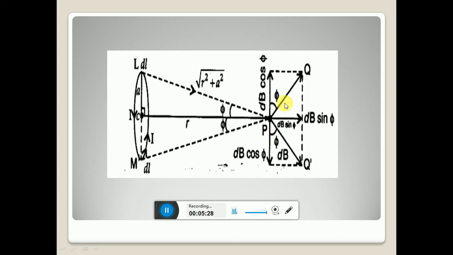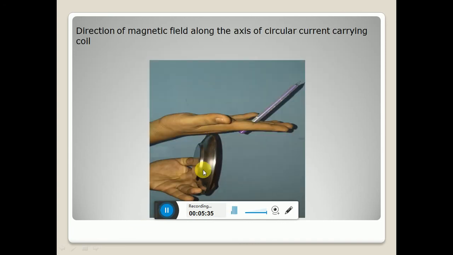So in order to understand this diagram clearly, I want to show one small activity. Assume that this is the circular current carrying coil. If you place your palm on this circular current carrying coil, then the thumb indicates the direction of the current on the upper part of this coil. If the thumb indicates the direction of the current flowing through that coil, then the direction of magnetic field at this point P can be determined by using this indicator.